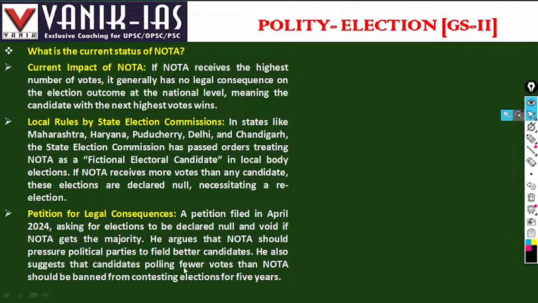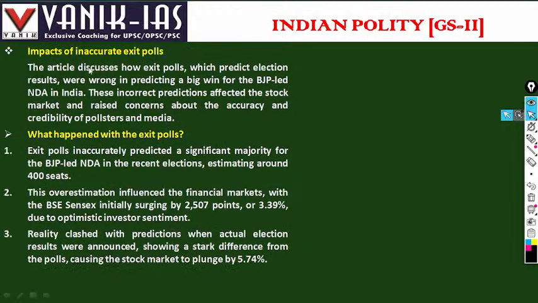Okay. The petition for legal consideration, a petition filed in April 2024 asking for the election to be declared null and void if NOTA gets the majority, he argued that NOTA should pressure political parties to field better candidates. Because the NOTA option is given, political parties no doubt will field better candidates whom the electorate, the voters, will not reject. He also suggests that candidates pulling fewer votes than NOTA should be banned from contesting elections for the coming 5 years. The next topic is exit polls.